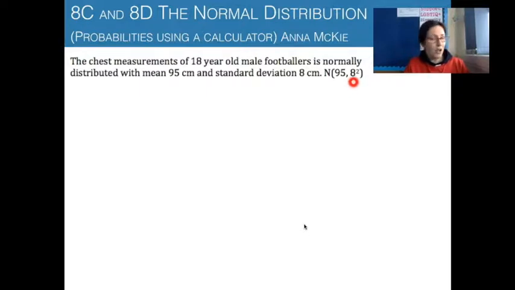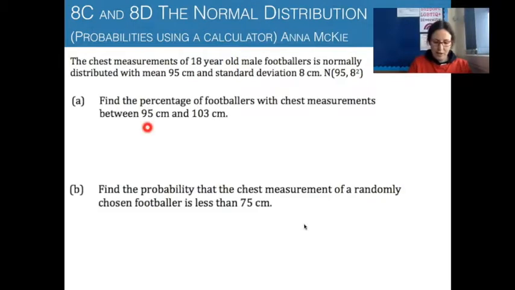The standard deviation is not 8 squared in terms of 64. You might see the connection back there with standard deviation and variance that we've dealt with before about how one is the square of the other or one's the square root. We're asked to find the percentage of footballers with chest measurements between 95 and 103 centimetres.